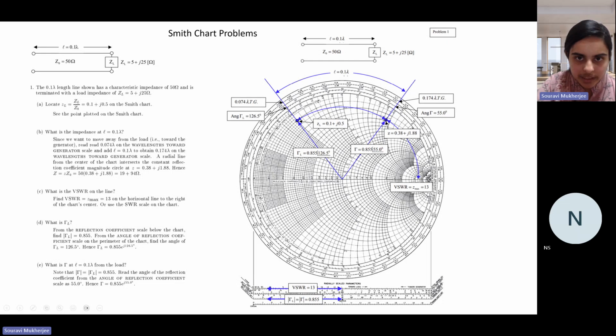So one thing you can do is directly find the argument from here, okay? Or you can consider that this was the initial argument and see how much it has moved, and you can subtract that. That will also give you the argument, right? So this is how your reflection coefficient will look like at 0.1 lambda. So that's how you use the Smith chart to evaluate the different parameters. Okay, clear?